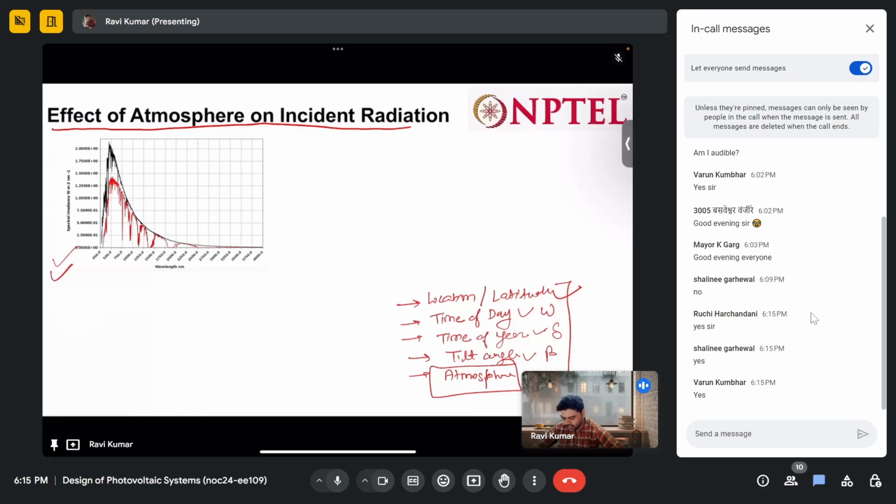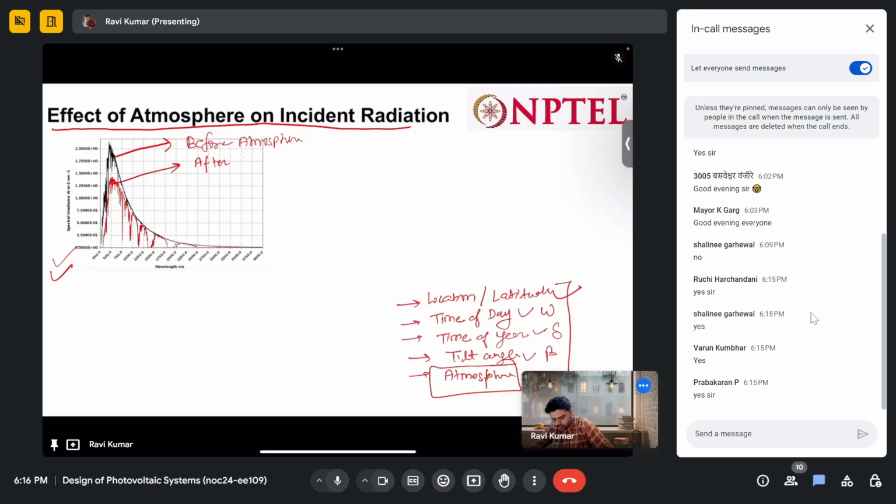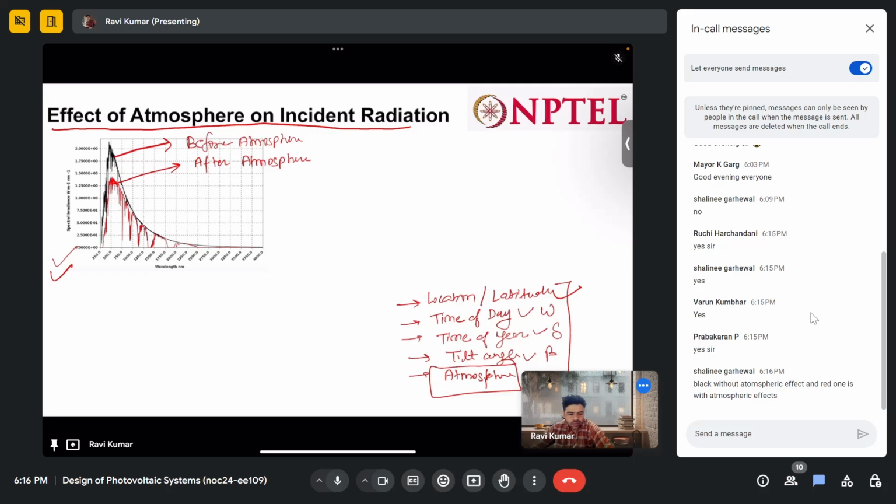So what is this curve representing here? Prabhakaran, yes. Okay, this is the sun radiation on Earth. Now tell me what is this black line and what is this red line? This is before atmosphere. This is after atmosphere. Black is without atmospheric effect and red one is with atmospheric effect. Very good.